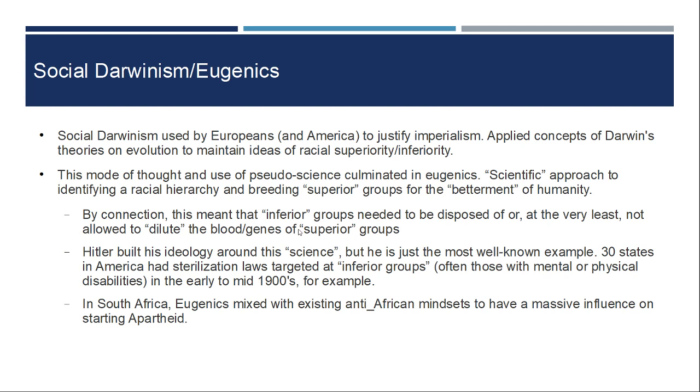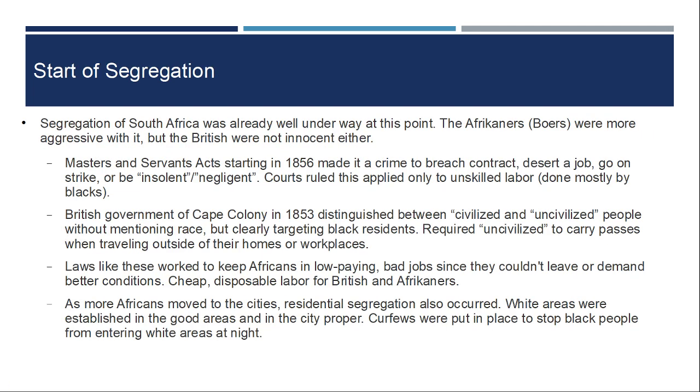In South Africa, eugenics then mixes in with this existing anti-African mindset, and is going to be one of the cornerstones of apartheid thinking. The way they're going to justify all this stuff we're going to talk about is with a bunch of political and economic stuff, but also with eugenics, and they're arguing that this is the natural state of Africans, and we need to protect white Africans from black Africans, and all these other just BS ideas.